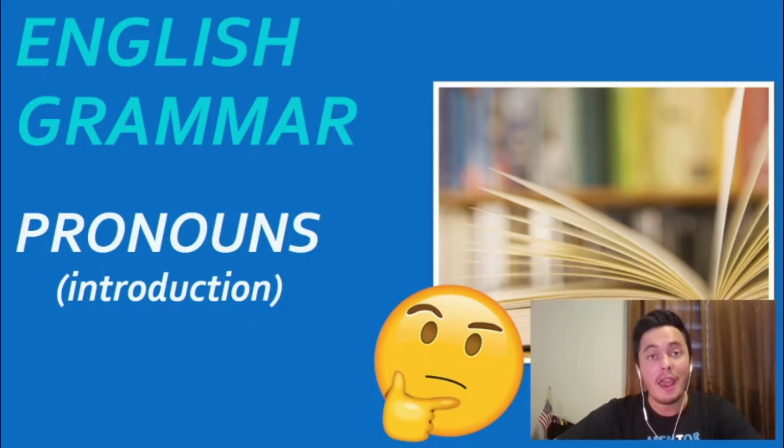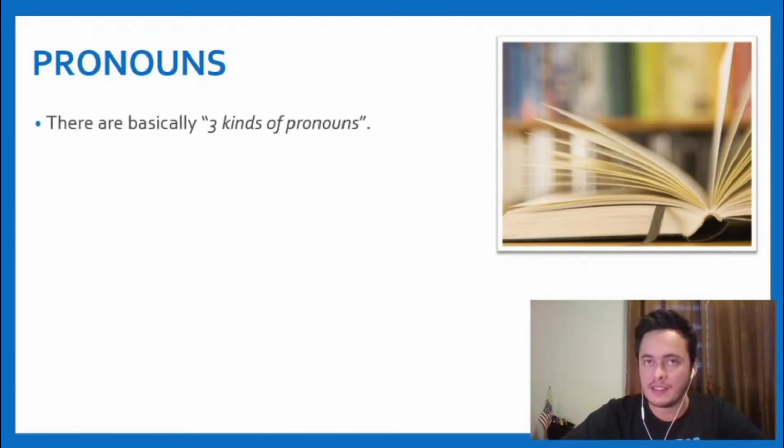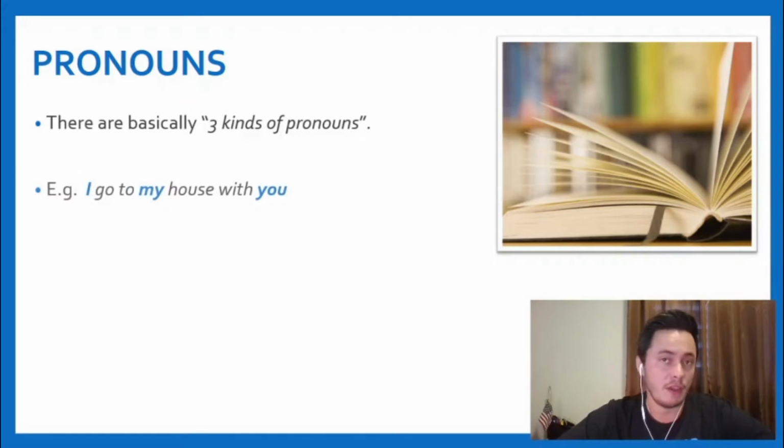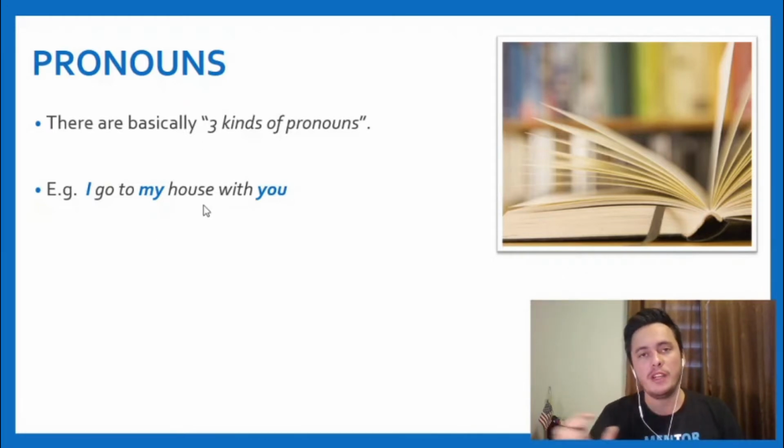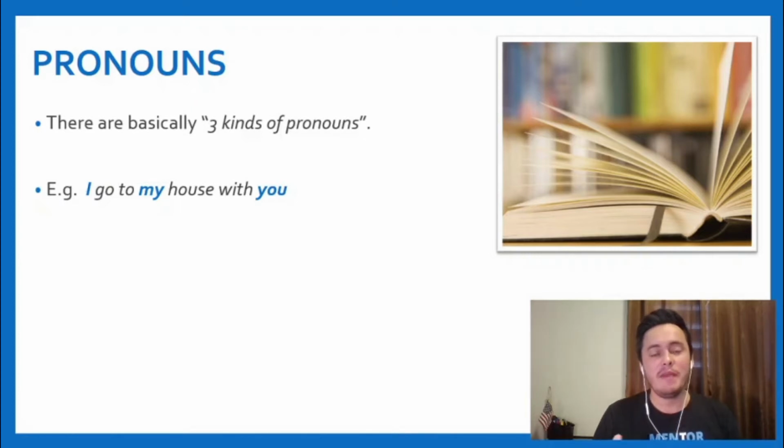I'm your teacher Felipe, and today we're going to be talking about pronouns. So, in English, there are basically three types of pronouns, okay? For example, here, I go to my house with you. Technically, my is not a pronoun. But for the sake of understanding and for all the similarities between possessives and pronouns, I'll put them all together here so we can analyze. All right, so I, my, and you, they are pronouns. Okay, my is not a pronoun, and you have basically three types.